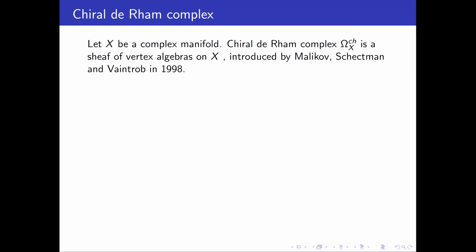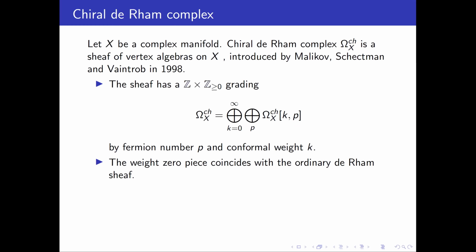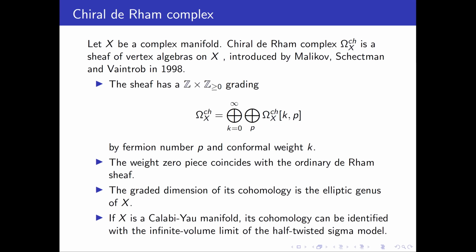Okay, let X be a complex manifold. The Calabi-Yau complex is a sheaf of vertex algebras on X introduced by Malikov, Schechtman, and Vaintrob in 1998. The sheaf is bi-graded by fermion number p and conformal weight k. So with k equal 0, it coincides with the ordinary de Rham sheaf. So this sheaf can be regarded as a vertex algebra version of the de Rham sheaf. Now its cohomology is bigraded. And if X is a Calabi-Yau manifold, its cohomology can be identified with the infinite volume limit of the half-twisted sigma model.